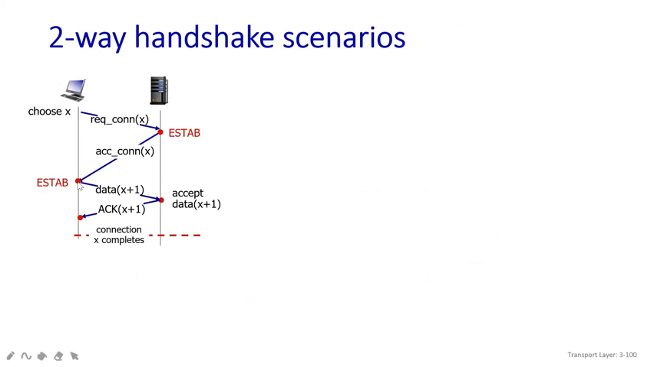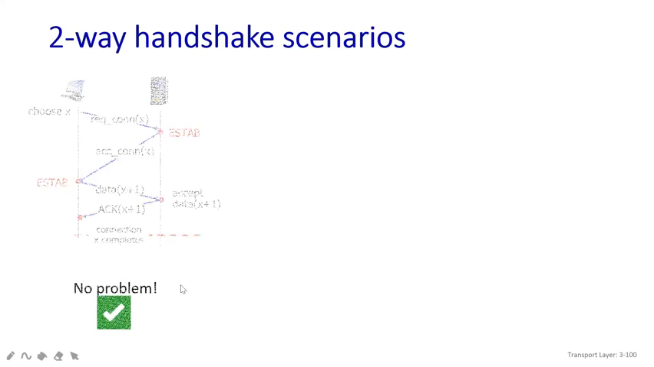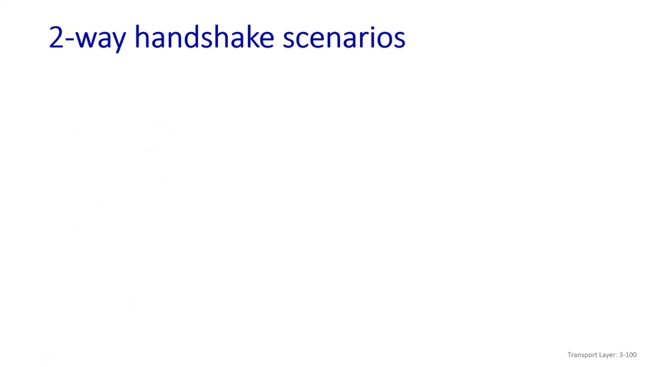So now it is going to send the data. The first data it is going to send has been accepted. This is here x plus 1. You write 10, 11, 12, whatever you want to write. That's just a number. So accept the data. Next, acknowledgement for this sequence number. So acknowledged. Okay. Then connection X completes over here. So no problem in that way. You can see there is no problem.